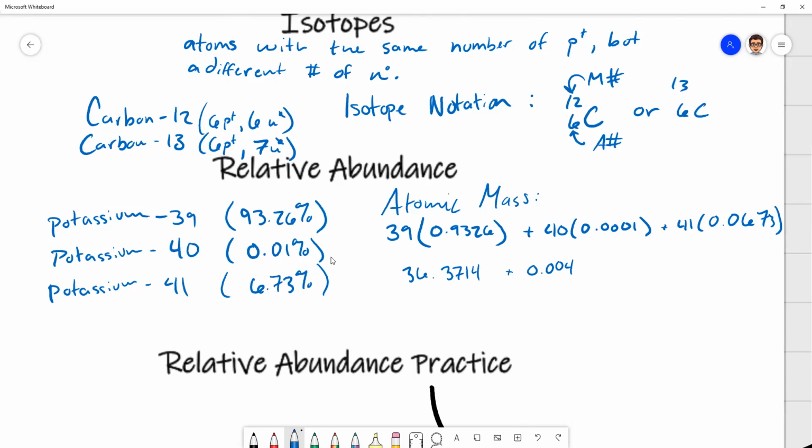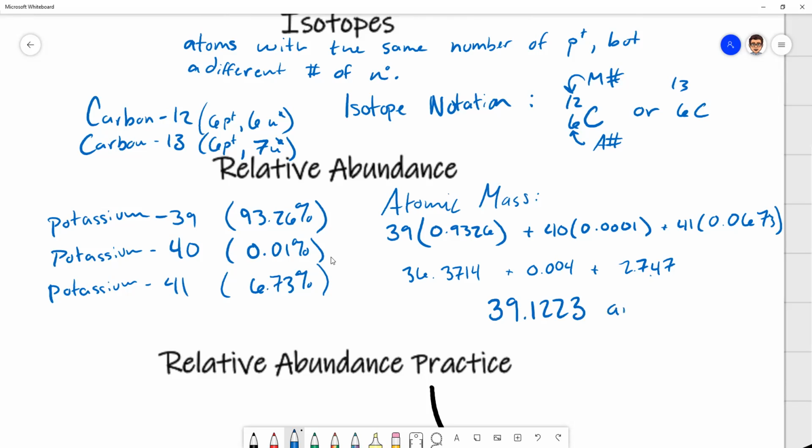And we get 0.004. And then finally, 41 times, we've already written that up there, 41 times 0.067, and I get 2.747. So now I add those values up together: 2.747 plus 0.004 plus, hold on, I didn't type that in right. Let's try this again. 2.747 plus 0.004 plus 36.3713. No, I'm not showing my screen at this point. You're not missing anything, so fear not.